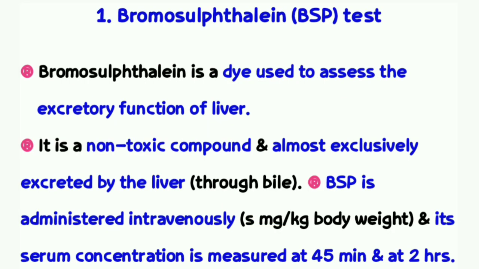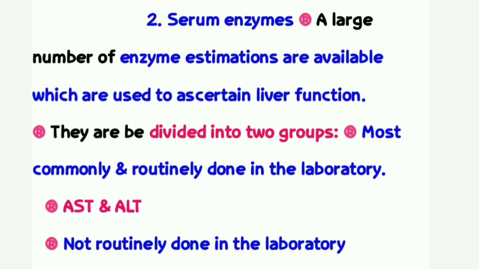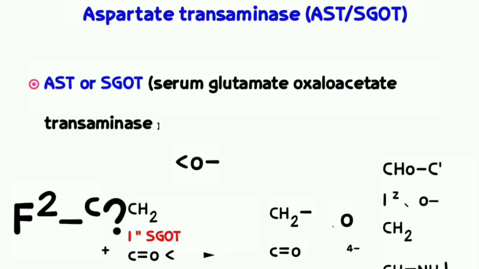Bromosulfophthalein test. Additional tests. The most important tests include aspartate transaminase, also known as SGOT or AST, serum glutamate oxaloacetate transferase.